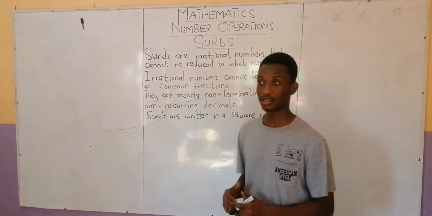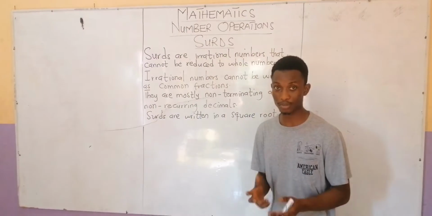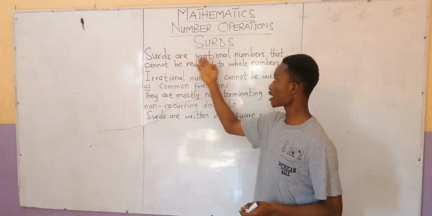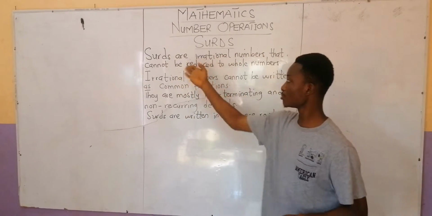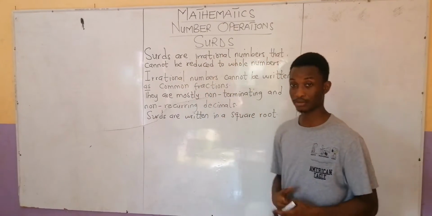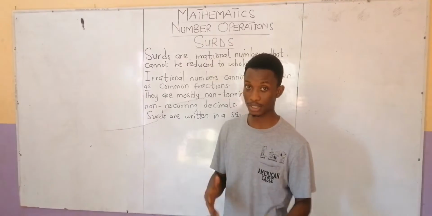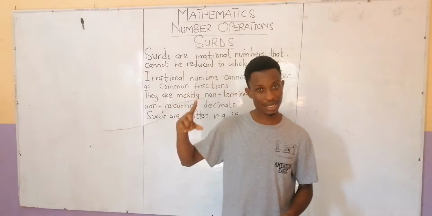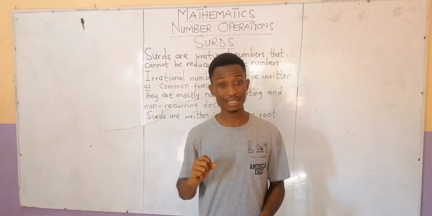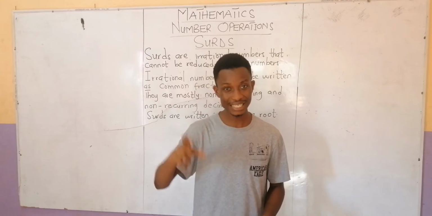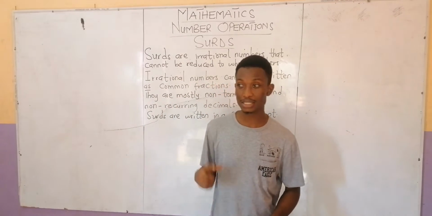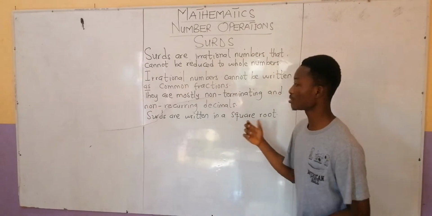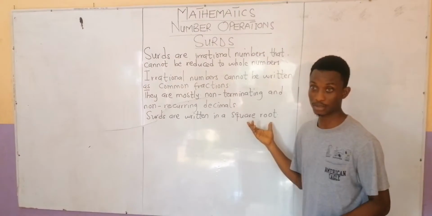Okay, so sets. Now what are sets, one may ask. Sets are irrational numbers that cannot be reduced to whole numbers. So if I have any number that cannot give me a whole number, then I'll call it a set. Basically, sets are written in a square root form, yes.